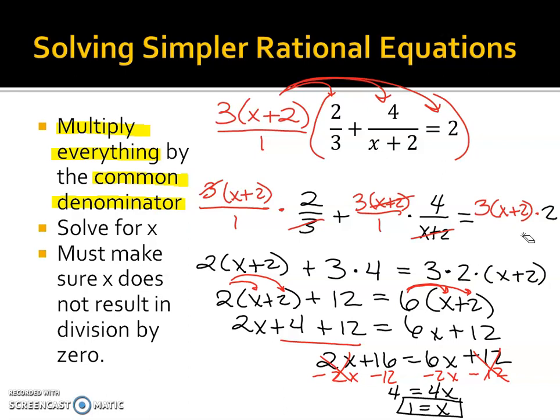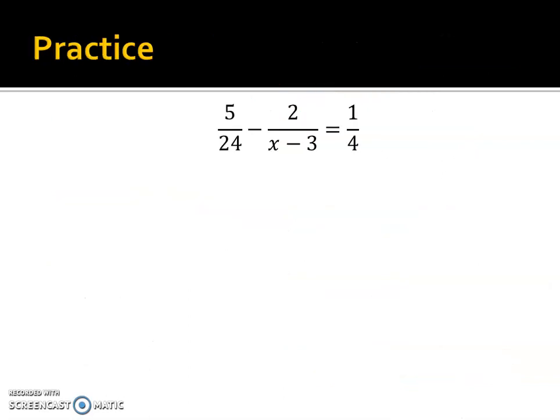Okay, so let's try another one that's very similar to this. I got 5 over 24 minus 2 over x minus 3 equals 1/4. So again, we're trying to get that common denominator. Now, I do have 3 fractions here. So if I was trying to get all 3 of these fractions to have the same denominator, well, the first thing is I could multiply that 4 by 6, right? So I could have written this as 5 over 24 minus 2 over x minus 3 equals 6 over 24.